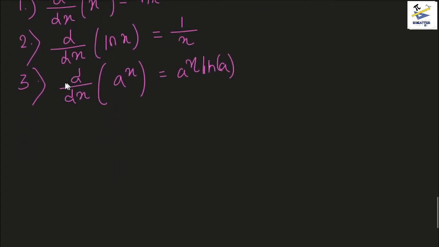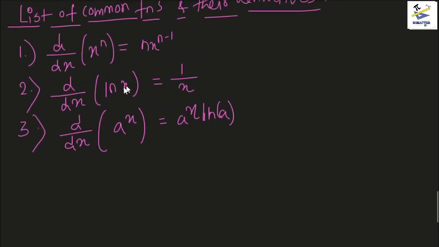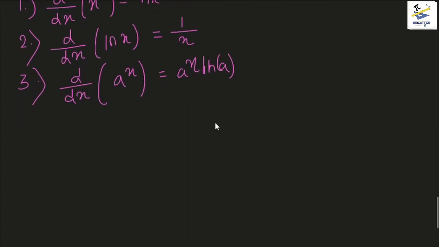So these are the three functions. Firstly, d dx of x to the power n is n into x to the power n minus 1. d dx of ln of x is 1 by x. d dx of a to the power x is a to the power x into log of a. Number 4 is a to the power x.